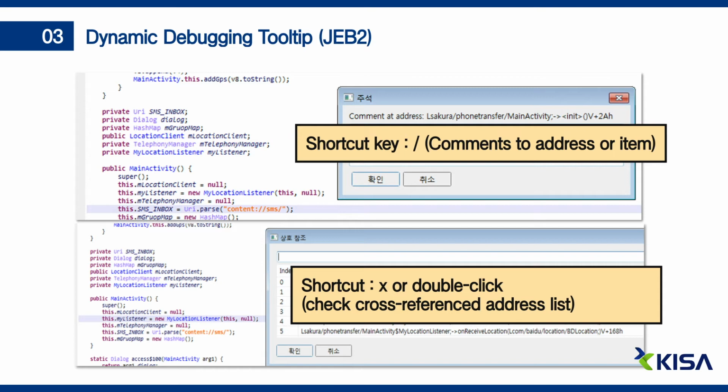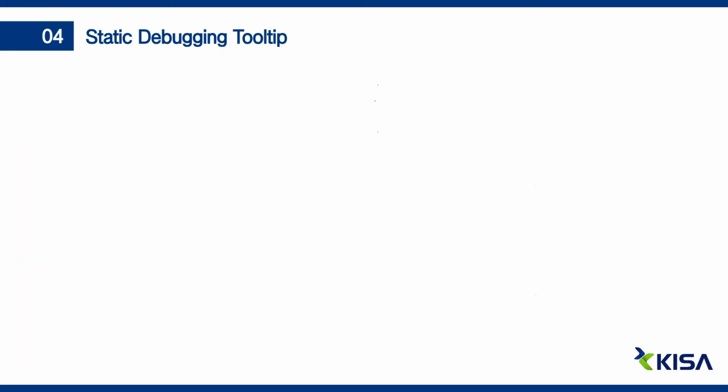Basically, we use a lot of dynamic debugging tools to analyze malicious apps. However, if it's difficult to use JEB because it's a commercial tool, you can use static debugging tools. Next, I'll briefly talk about static debugging tools.